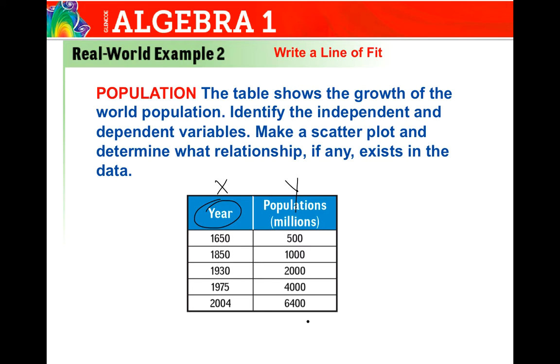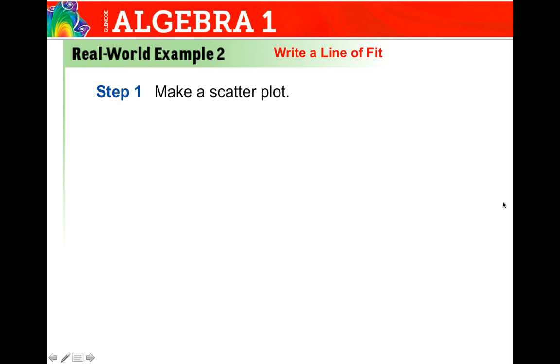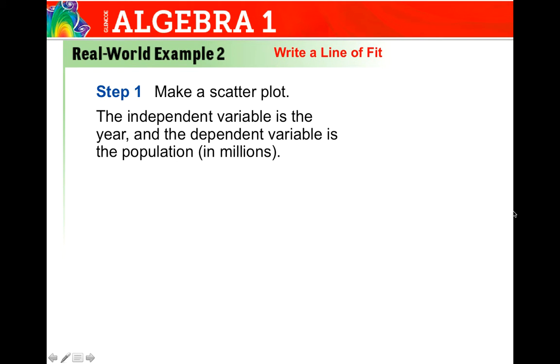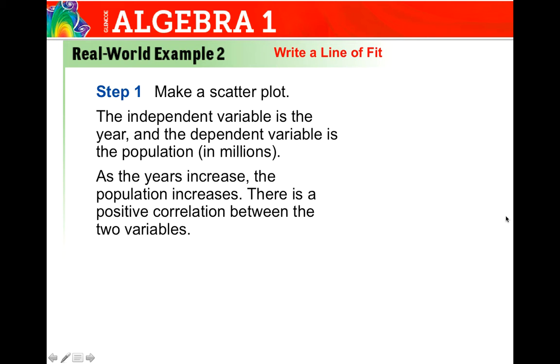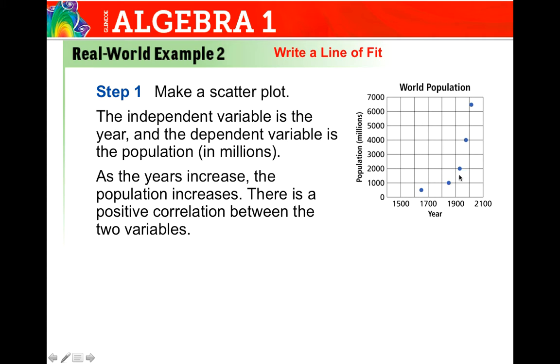So let's look at step 1, creating a scatter plot. So we'll make the scatter plot. Like we said, our independent variable is the year and dependent is the population in millions. And as we make the scatter plot, and even from the table, we were able to see as the year increases, the population increases. And there's a positive correlation between those two variables.